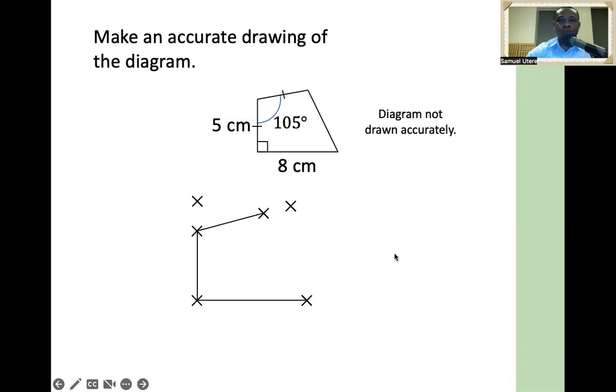The next thing you do is you close your shape with the final line, which is this line here. And of course, do not forget that you have to mark the respective dimensions and angles of the shape.